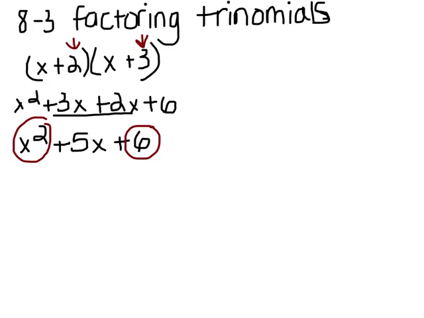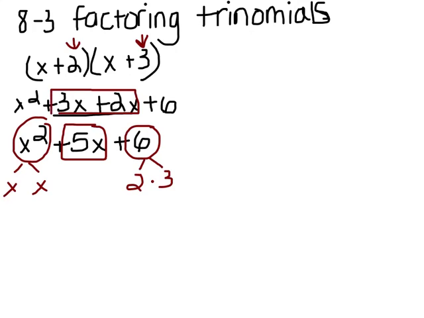So this 6 right here comes from the multiplication of our last two terms, the 2 times the 3. And this x squared comes from the multiplication of the x times the x. The 5x right here comes from combining our 3x and our 2x. The 3x comes from multiplying the x times the 3, and the 2x comes from multiplying the 2 times the x.